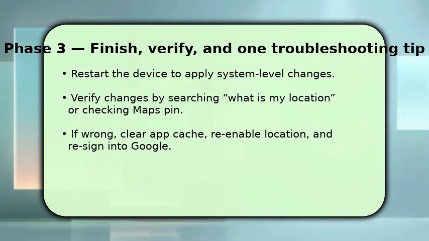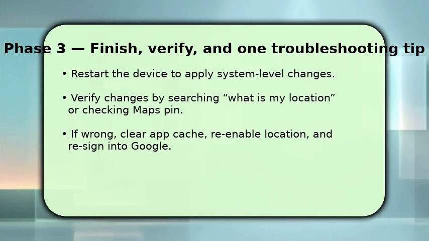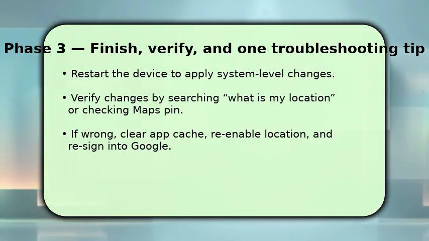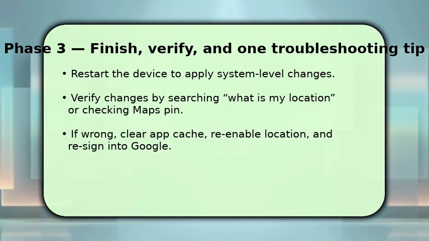If the location still looks wrong, clear the Google Maps app cache, re-enable location services, and sign out, then sign back into your Google account to force a refresh. That single troubleshooting step resolves most sync and cache issues quickly.